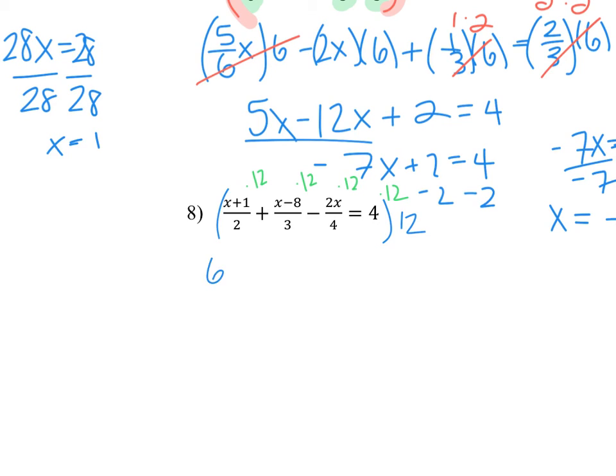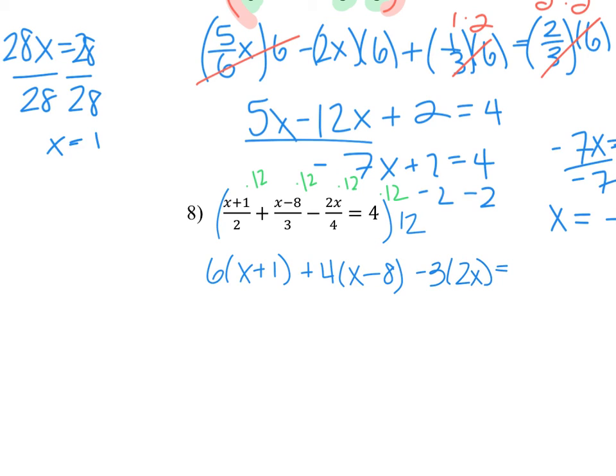So this first one is going to give me 6 times x plus 1. How did I get 6? Well, 12 over 2 is 6. Then 12 over 3 is 4. So my next one is going to be plus 4 times x minus 8. Make sure you keep things in parentheses, if there's parentheses there. Then I have 12 over 4, which is going to give me 3. So minus 3 times 2x.